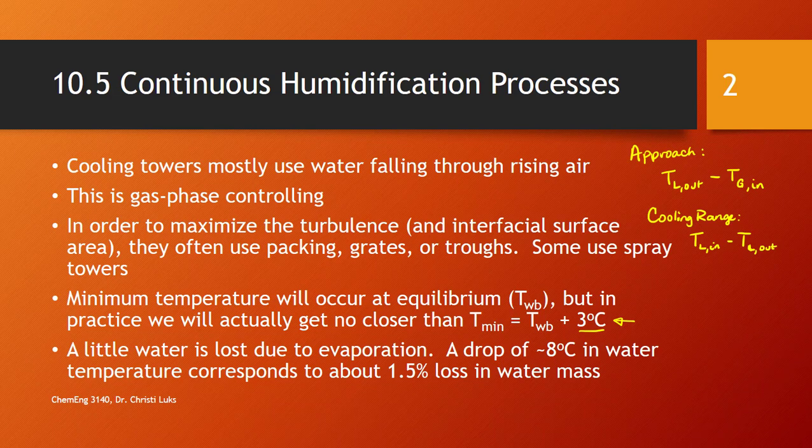Now, two other terms that we sometimes use are listed over here. The approach of the cooling tower is the difference between the temperature of the liquid that's leaving the tower and the gas, or the air, that's coming into the tower. That's the approach temperature. And the cooling range is the difference between the inlet and outlet temperature for the liquid water.